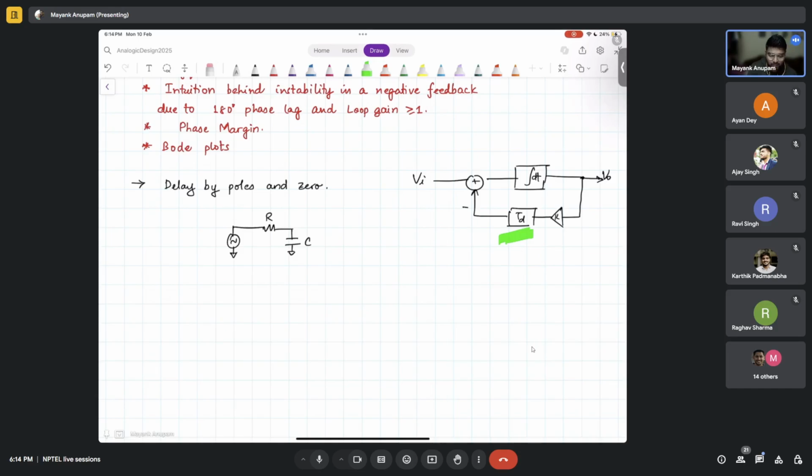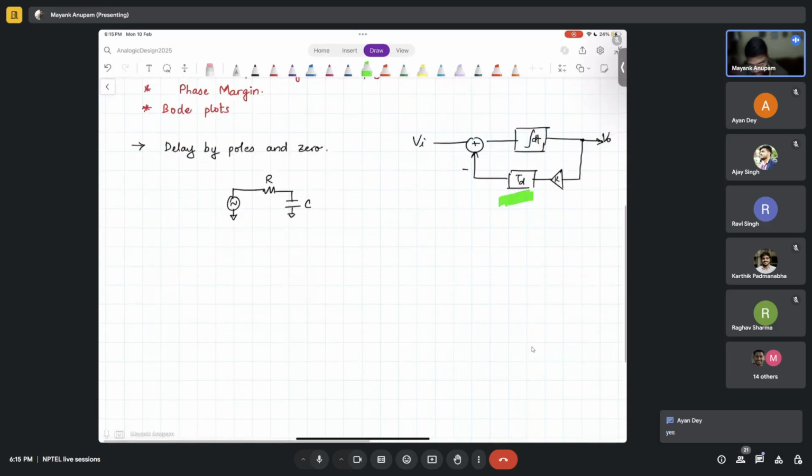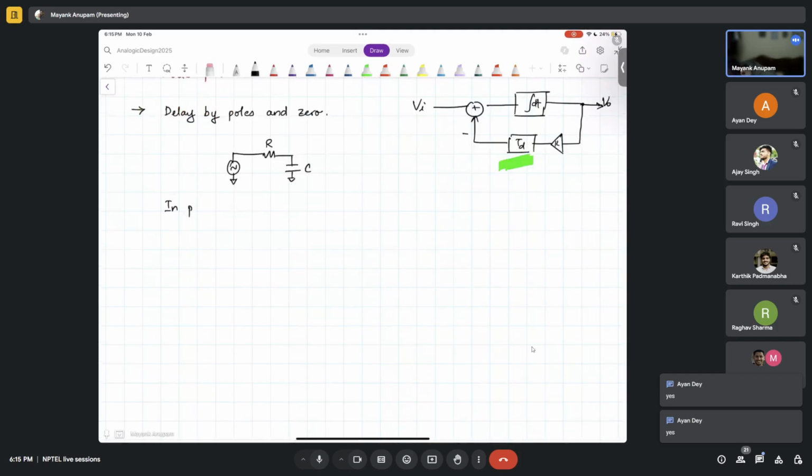The delay manifests itself as a result of parasitic capacitances or any capacitors or inductors that are present in the circuit. All right, am I coming through? Are you able to understand me? All right, yes. So in practical systems, let me just make this point again. In practical systems, a delay results.